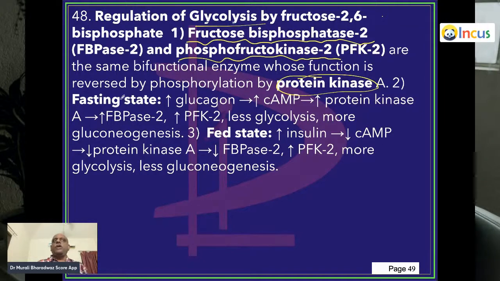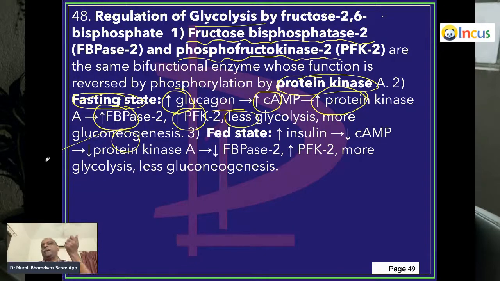Now, if you are fasting, doctor, let us say you are fasting. You don't have glucose. Then that stimulates glucagon to get produced. Glucagon's secondary messenger is cyclic AMP, which will increase. And that will cause increased protein kinase A. And that increases the phosphorylation of fructose bisphosphatase 2, and it also decreases phosphofructokinase 2. And that leads to less glycolysis and more gluconeogenesis.